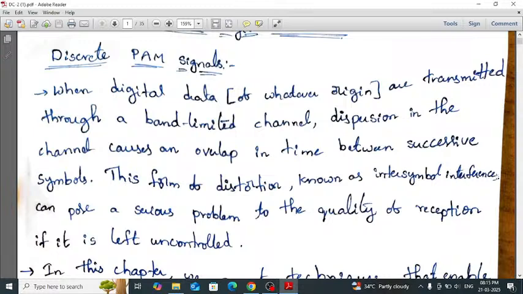What is the inter-symbol interference? Define inter-symbol interference. When there is an overlap between the successive samples, it is called inter-symbol interference, or clearly the definition is this one. When the digital data are transmitted through a band-limited channel, dispersion in the channel causes an overlap in time between successive symbols, not in the amplitude, only in the time. Overlap in the time between the successive symbols is called inter-symbol interference. This is one type of distortion. If the definition is completed, let me know. Write down the definition.